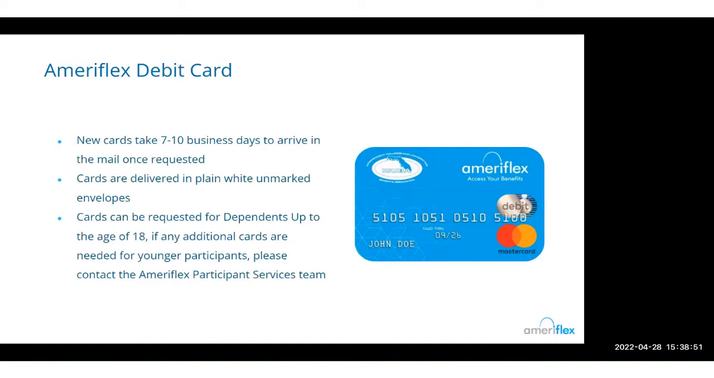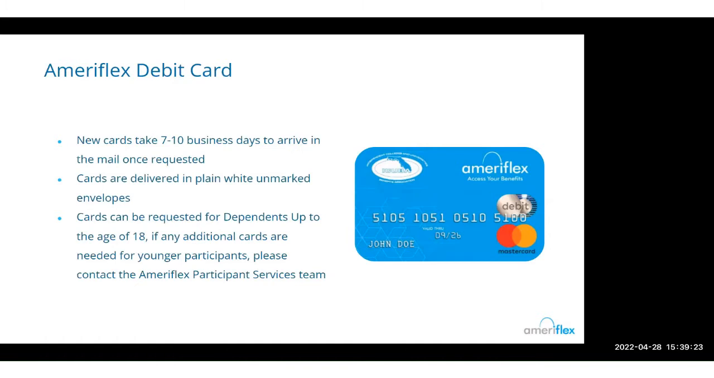We also have the ability to issue debit cards for dependents that are added to your plans up to the age of 18 years old. So in order to add a dependent, you would want to log into your Ameriflex portal and add them under your profile. I'll be able to show this to you when we get into the demo where you would do this, but you would add the dependents in there and you have the ability to issue cards for them as well, along with reissuing cards if new cards need to be sent out.